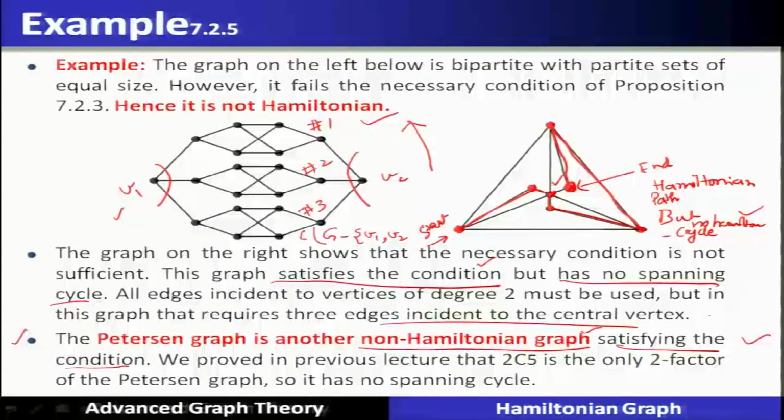In earlier video lectures we have proved that this particular Hamiltonian graph has 2 disjoint C5 cycles, that is, it has a 2-factor of the Petersen graph. So, it is not a spanning cycle, that means it is not a single spanning cycle. Therefore, it is a non-Hamiltonian graph, although it satisfies the necessary condition.